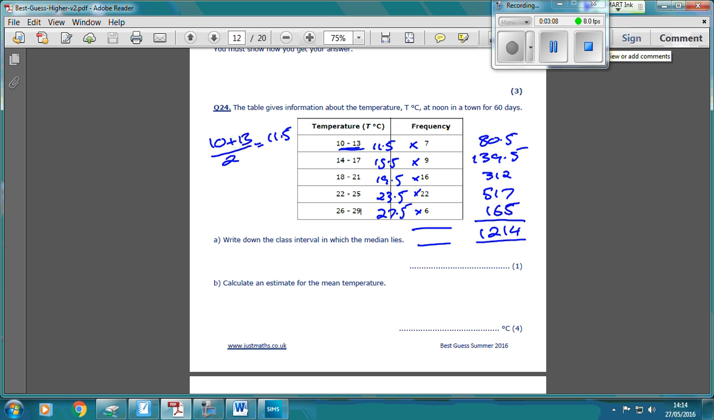Then we add the frequency up, which we should get 60 because they tell us that it's 60. And then we do 1,214 divided by 60, and we get 20.2 and 3 recurring. And so we see whether or not this is a likely answer. Hopefully it'll be somewhere in the middle. If we have a look in the middle of our data here, the middle is going to be about here. So 20.23 lies roughly in the middle of that. So we're quite confident that's the correct answer.